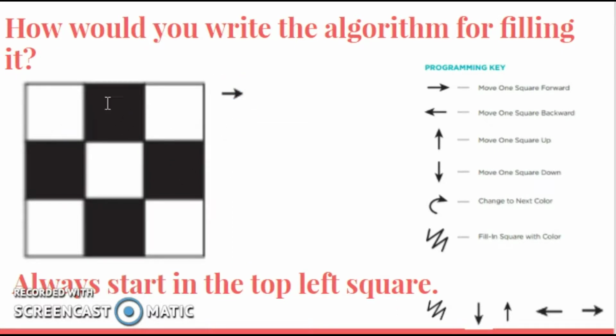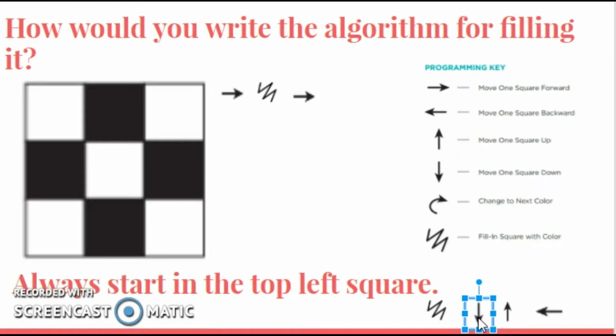Okay, now I'm here. Now I want to fill in. Okay, so I'm going to go ahead and duplicate this and put it right here. Okay, so we started here, we did one square forward, and then we filled in. So now we need to move another square forward. Okay. And now we're at the end. So now what do we need to do? Okay, we need to go down. So we're going to go down a level.